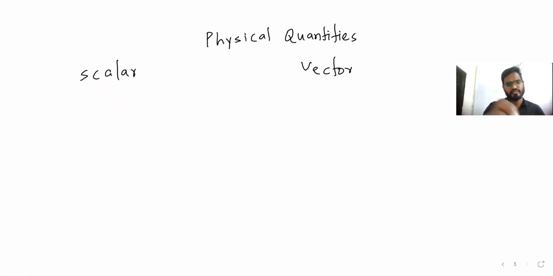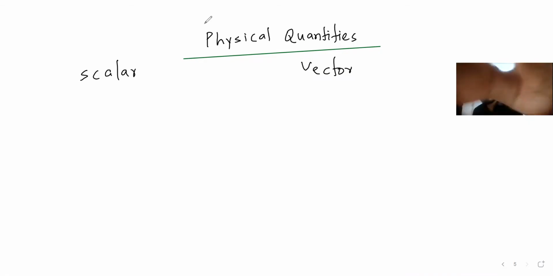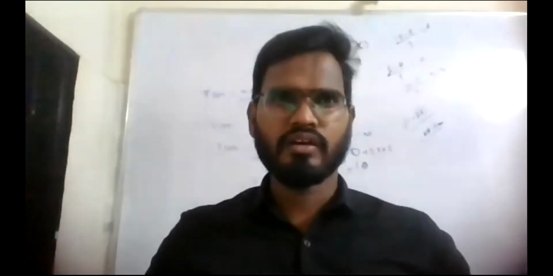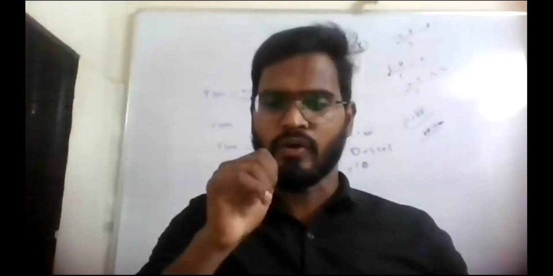Now let's see the next topic: physical quantities. We'll see a little about physical quantities. If you see, there are two types of physical quantities. One is a scalar quantity and another one is vector quantity. Let's see what is scalar, what is vector. Scalar is the physical quantity which is having only magnitude.